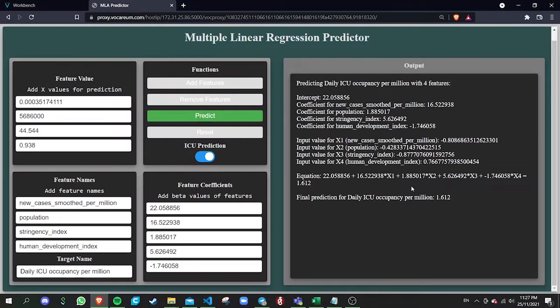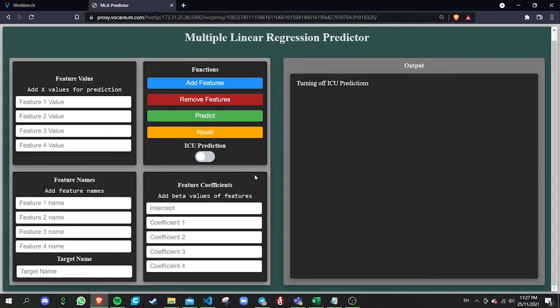And you can see that it gives this prediction, and it also performs the normalization for us, so we do not have to worry about normalizing when we enter the X values. So that's it for our web page. Thank you.